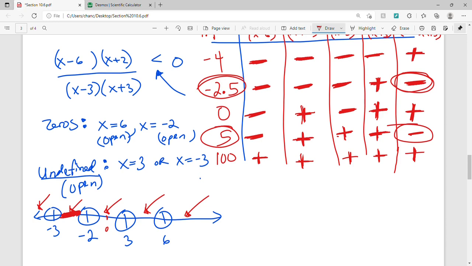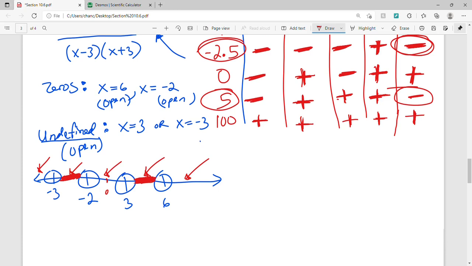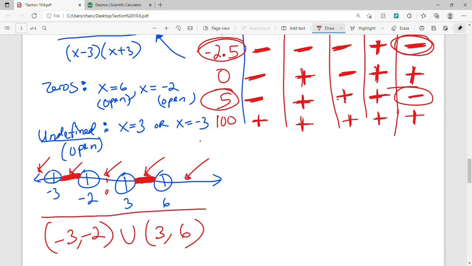And 5, which is located here between the 3 and the 6. So let's write down our answer in interval notation. It's going to be parentheses, negative 3, comma, negative 2, with a union, a parentheses again, 3, 6. This is our interval notation.